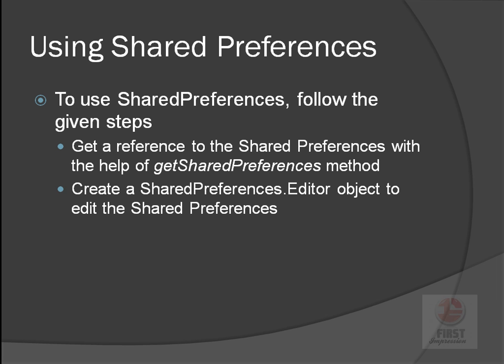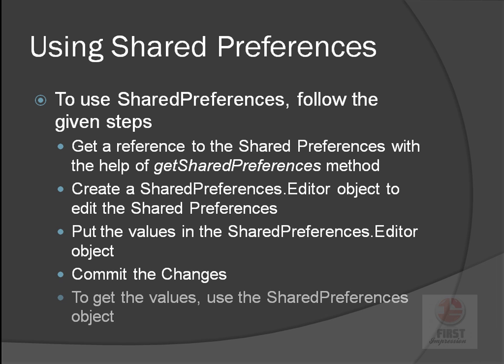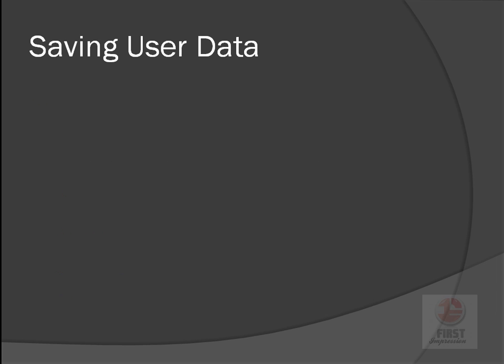As in the case of alert dialog, we had used AlertDialog.Builder to build the object. Over here we have to use SharedPreferences.Editor to edit that area of shared preferences. Then you have to put the values inside the Editor object. After putting the values, you have to say commit. When you say commit, it will save all the changes that you have made. And to get the values, we use the shared preferences object directly. I hope the steps are clear to you. They will be much clearer as we develop the application of shared preferences.